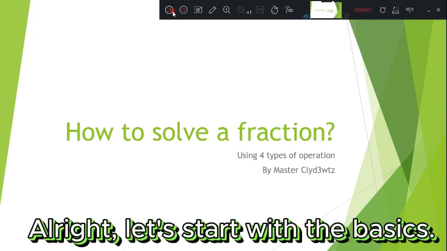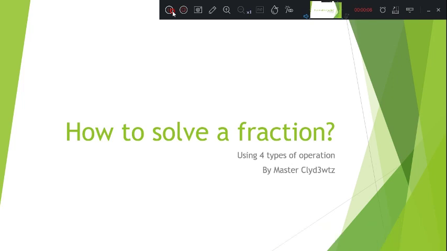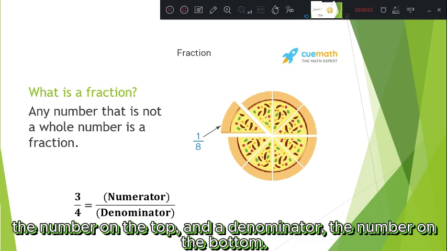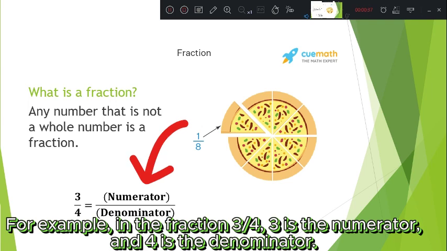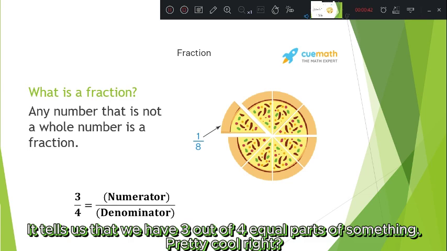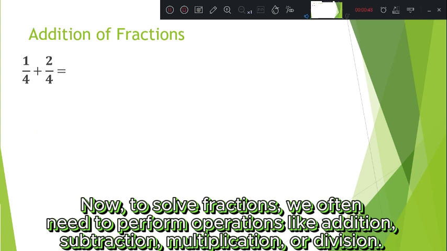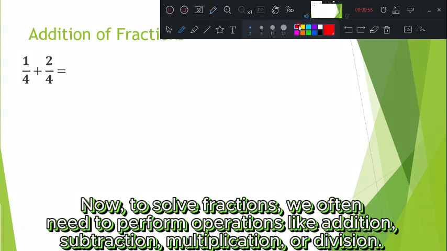Alright, let's start with the basics. Fractions are a way to represent parts of a whole. They consist of a numerator, the number on the top, and a denominator, the number on the bottom. For example, in the fraction 3/4, 3 is the numerator, and 4 is the denominator. It tells us that we have 3 out of 4 equal parts of something. Pretty cool, right? Now, to solve fractions, we often need to perform operations like addition, subtraction, multiplication, or division.